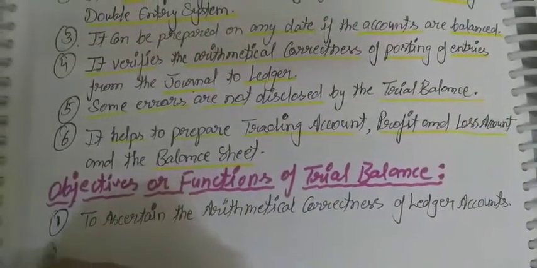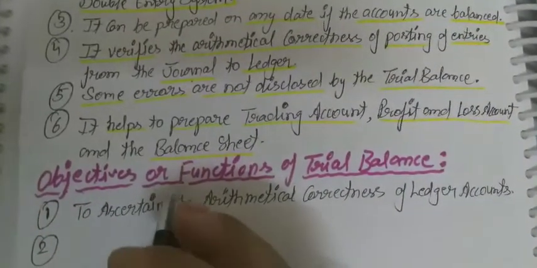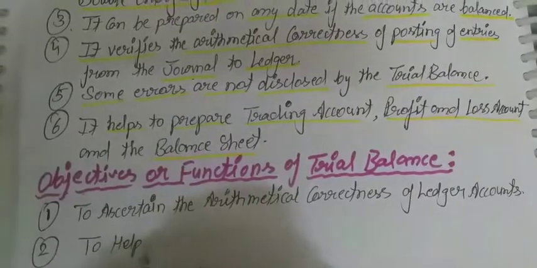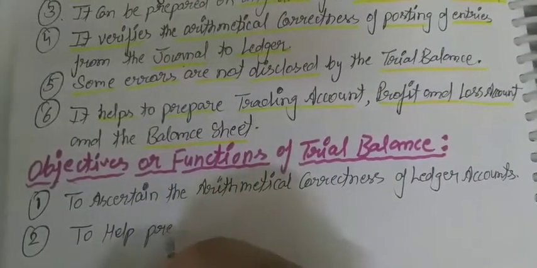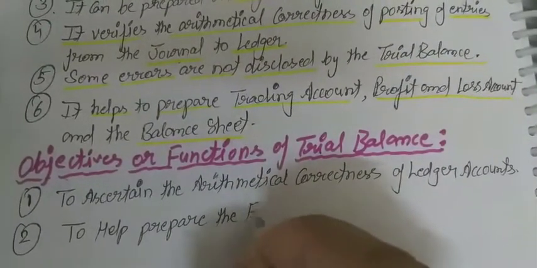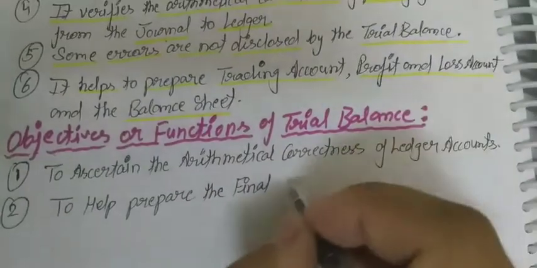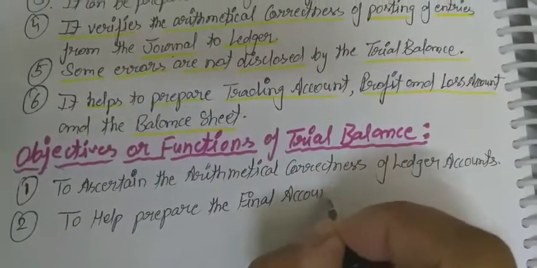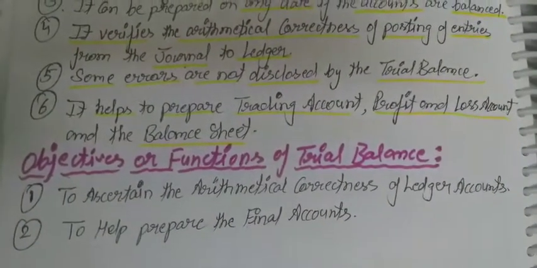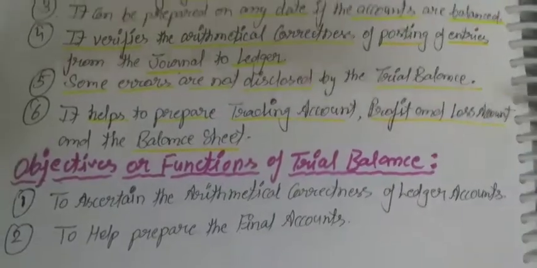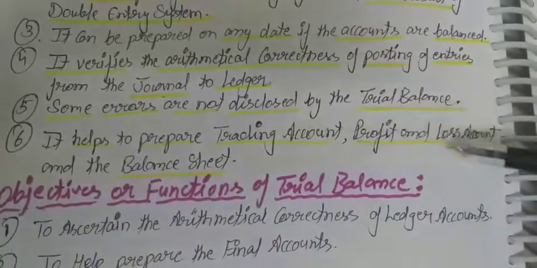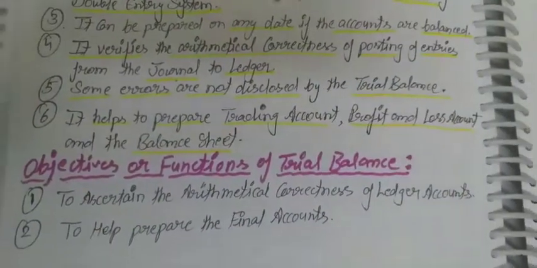Next one, to help prepare the final accounts. With the help of the trial balance, we prepare the trading account, profit and loss account, and the balance sheet. And these three accounts are all part of the final accounts.